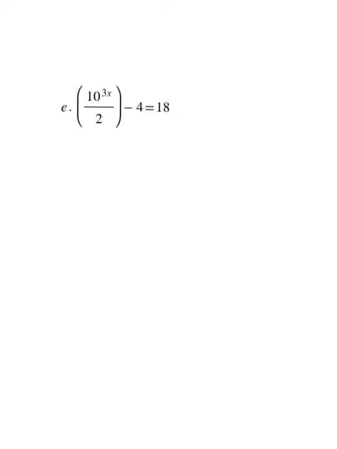All right, so the first step you always need to do is get 10 to whatever power by itself. Right now it's being divided by 2 and it has a -4 on it. So we have to get everything to the other side and then we can start using logarithms. So first step, I want to add 4 to both sides. Get rid of that.